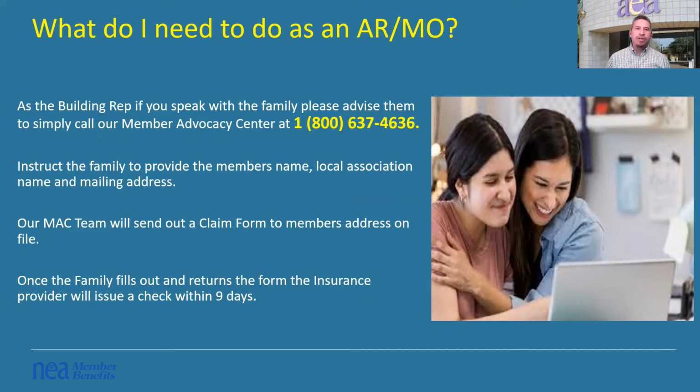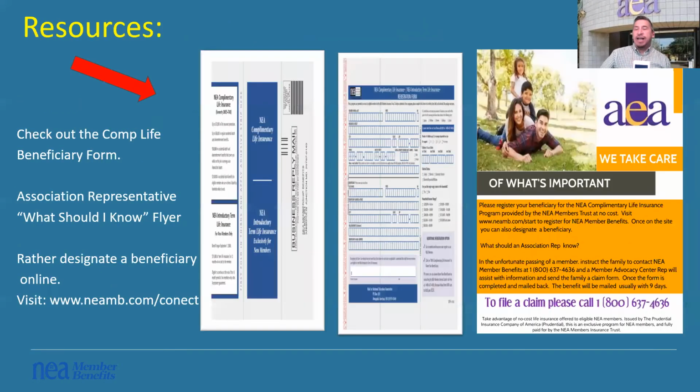And just to recap, once a family member fills out and returns the form, a check will be issued within 9 days. That's why it's intended for final expenses. So look at the resources that we have. As you can see here, what I'm holding up and what's on the screen as well is our complimentary life form and information on how they can fill it out.